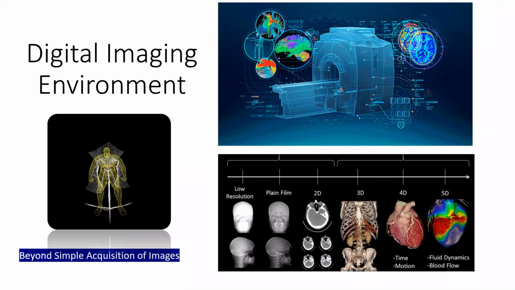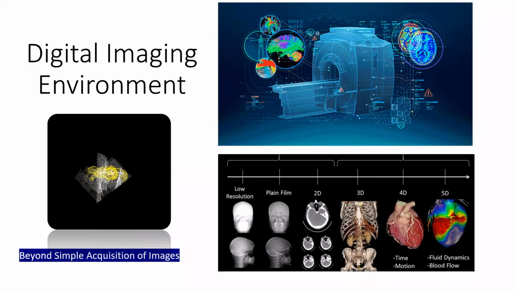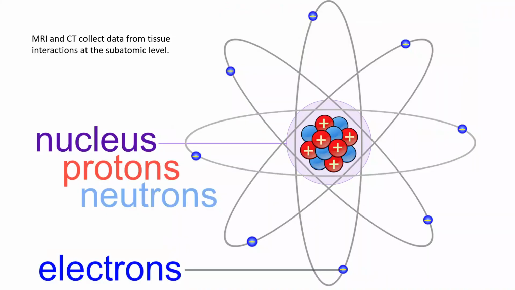Medical imaging has evolved beyond the acquisition of images. Digital medical images are acquired from the interaction of energy with tissue. Ultrasound uses the energy of sound waves interacting with tissue. The rest of the modalities utilize energies that come from the electromagnetic spectrum.